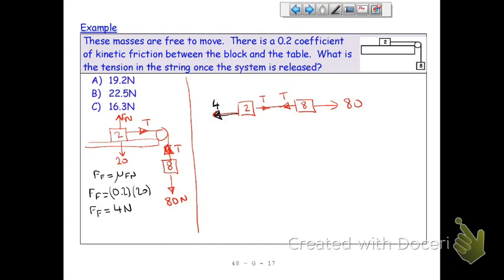Let's have a look. What is the tension? Find T using the sum of the forces on the 8 is equal to the mass of the 8 times the acceleration of the 8. Plus 80 added to minus T is equal to 8 times a. So T is equal to 80 minus 8a. If only we knew the a.